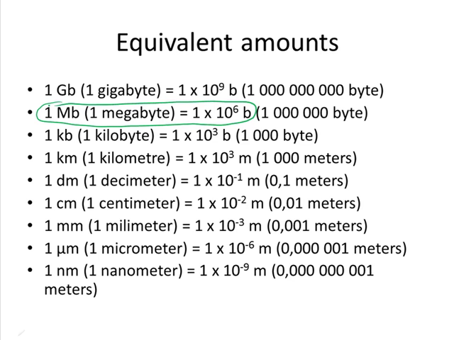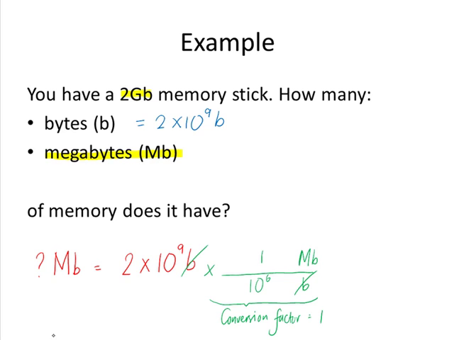If you've forgotten that, rewind a little bit. So, 2 times 10 to the power 9 multiplied by megabyte divided by 10 to the power 6. What's the answer? 10 to the power 6 goes into 10 to the power 6 once. 10 to the power 6 goes into 2 times 10 to the power 9 2 times 10 to the power 3 times. How do I know that?